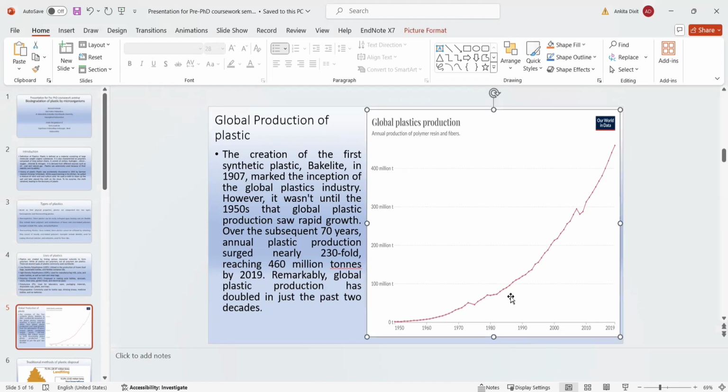In the graph, here we can see that after 2000, there is a tremendous increase in plastic production.